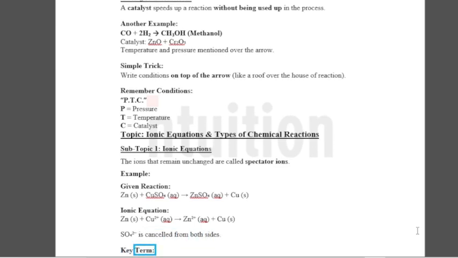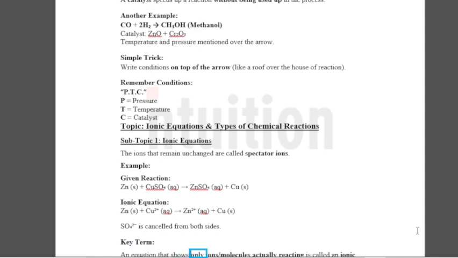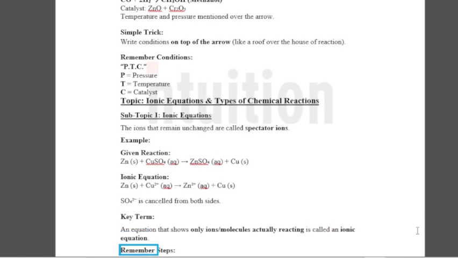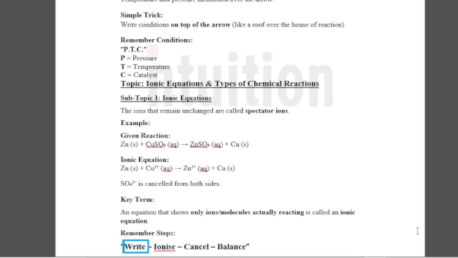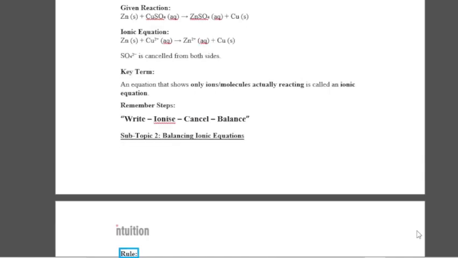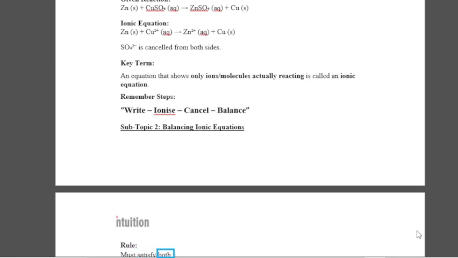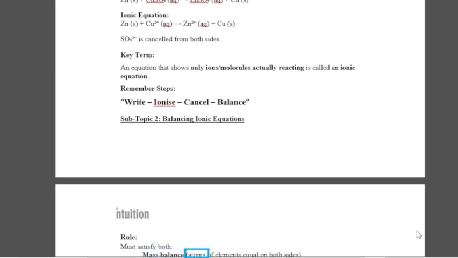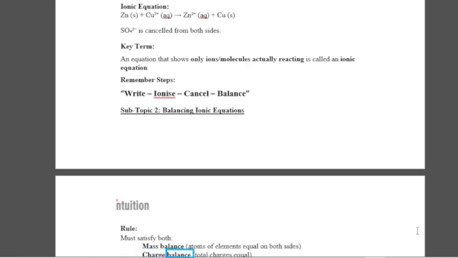Key term: an equation that shows only the ions or molecules actually reacting is called an ionic equation. Remember steps: ionize, cancel, balance. Subtopic 2: Balancing ionic equations. The rule: it must satisfy both mass balance, atoms of elements equal on both sides, and charge balance, total charges equal.